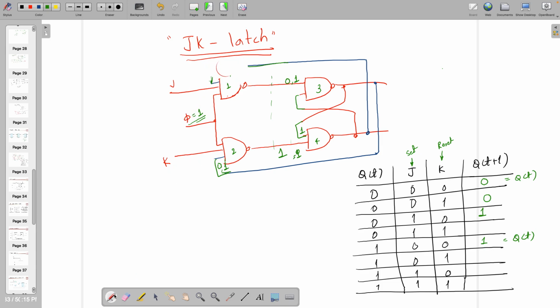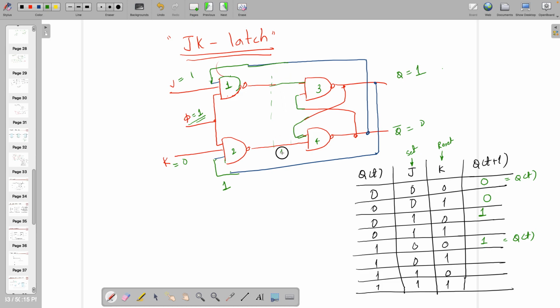So let's check same thing with other input, which is Q equal to 1 and Q bar equal to 0, J and K are 1 and 0. In this case, Q equal to 1, so this will be 1 again. Let me remove all these things because it will create lots of problem.